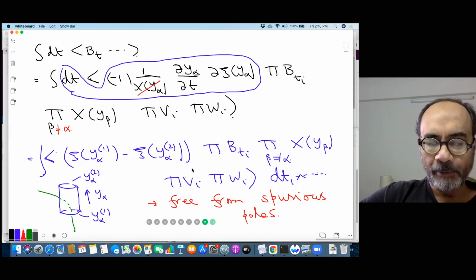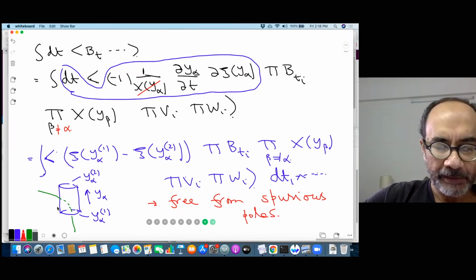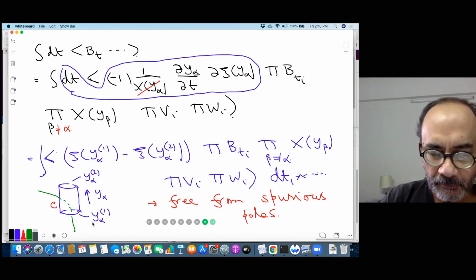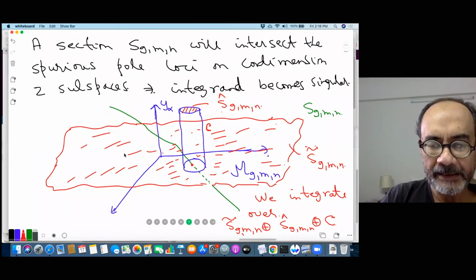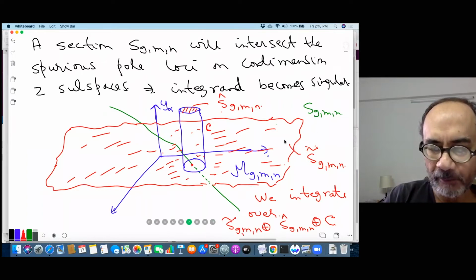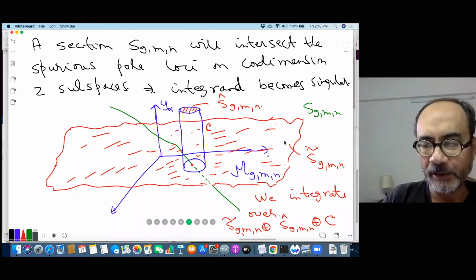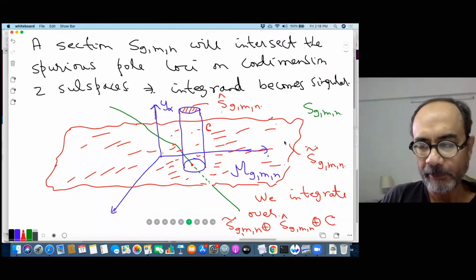Okay. So this is the way we make sense of the integral over the C, over the cylinder. Let me remind you again that what we had is the integral over this S tilde, which doesn't intersect a spurious pole. Now it may of course hit another locus of another spurious pole somewhere, and again one has to insert this vertical cylinder. You have to do it for every one of these.